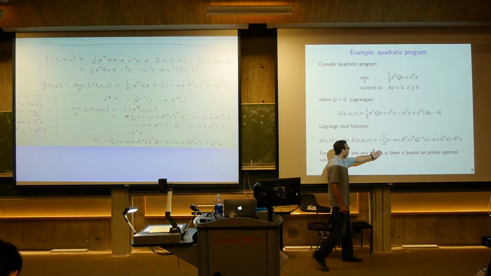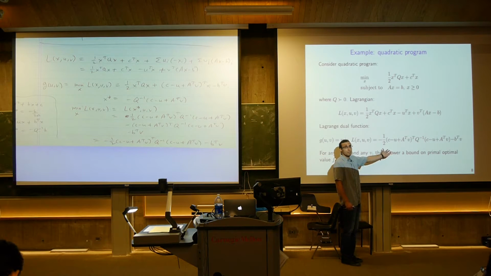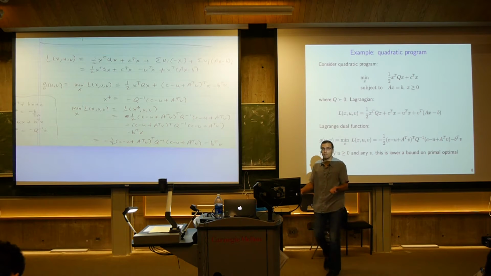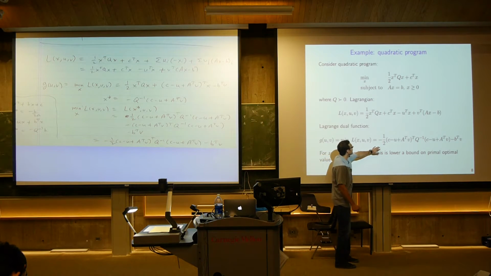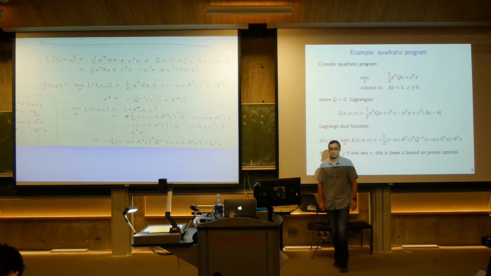It's not at all obvious that this thing actually lower bounds the optimal value, right? It's completely not obvious. But the justification for it is just the property of the Lagrange dual function, which we proved is true in a couple of lines. This lower bounds the optimal value of this standard form QP as long as u is non-negative in each component.